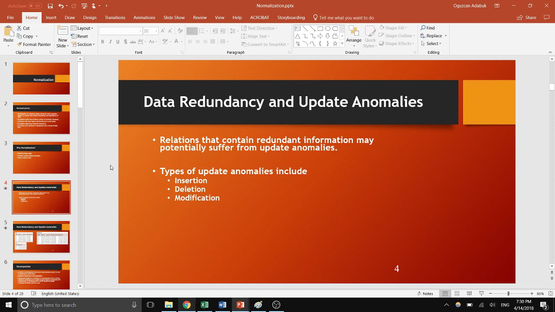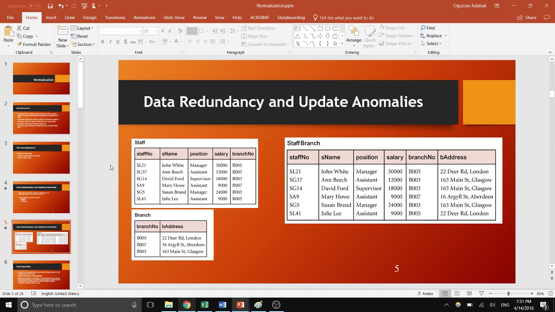Data redundancy and update anomalies. Relations that contain redundant information will eventually suffer update anomalies, and there are three types. Now look at these two different designs of the same table. On the left side you have two tables that store the same information, staff and branch information. And on the right side you have the staff branch relation. It's one table that stores the same information as those two tables on the left side.